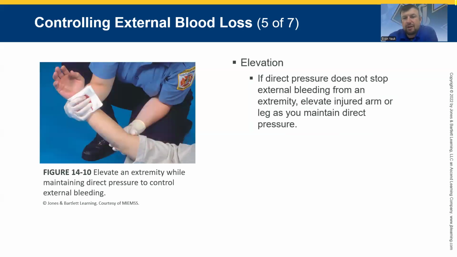Elevation: if direct pressure does not stop external bleeding from an extremity, elevate the injured arm or leg and maintain that direct pressure. It just slows the pressure of the bleed down a little bit. It makes the heart work a little bit harder to pump uphill, is all it does.